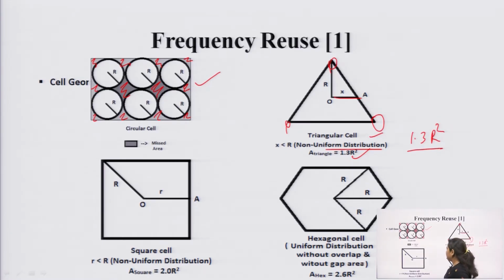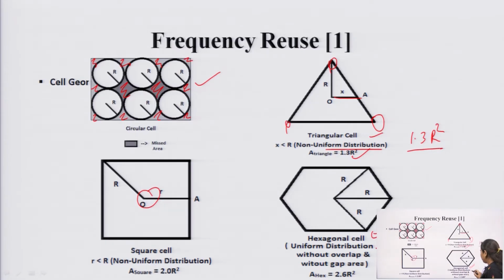Now, you can see that in case of this square also, it has a non-uniform distribution, this distance is smaller than this one. So, a center excited antenna will not work well in this case. Fourth one is the hexagonal cell, the hexagonal shape, which is used.